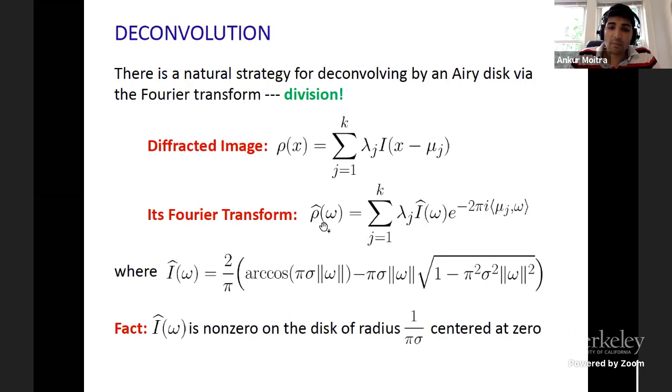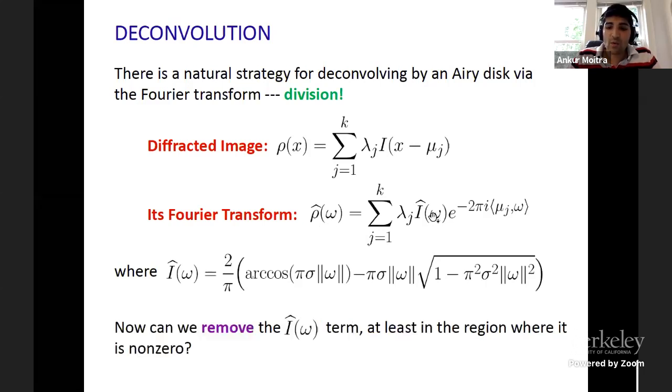Really, I want to take some approximation to p hat of w, and I want to divide through so that I kill this I hat of w term, and I'm only left with the lambda j's and these exponential terms. So that's the question that I'm after: can we remove this I hat of w term? Now, if there are locations where I hat of w is 0, then we can't hope to divide because we're not allowed to divide by 0. So really what I mean is I want to remove this I hat of w term, but we'll only be able to query the result in the region where the I hat of w was non-zero to begin with.